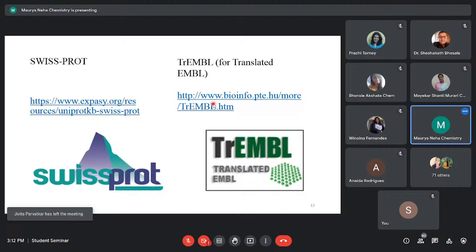TrEMBL is also a primary protein database, and it contains information from computational translation of nucleotides. Basically, we have studied that from DNA, pre-RNA is transcribed and it undergoes modification. Then the mRNA is translated into protein. With this, the database helps us determine the proteins which are directly translated from DNA. So it contains both functional and non-functional proteins, because after transcription, mRNA undergoes splicing, and this database translates the DNA as it is.